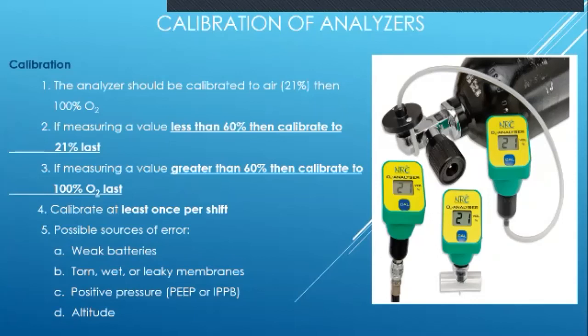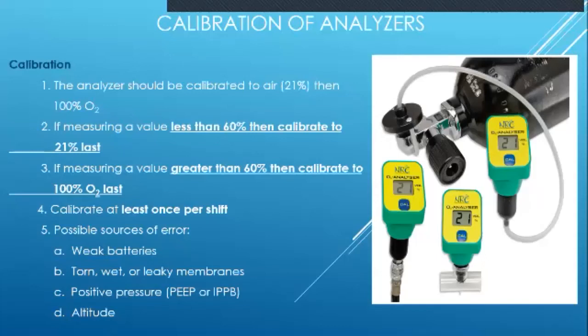A torn, wet, or leaky membrane is another source of error. Somebody that is on positive pressure or PEEP, right? That's another source of error. And then altitude. That will be another source of error. Okay? Four possible reasons why your analyzer would give you an error reading.